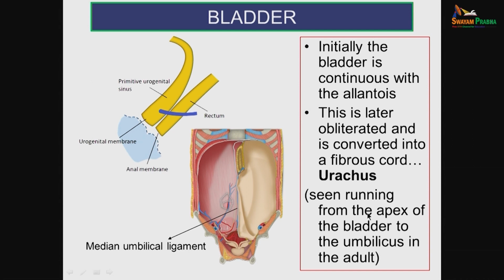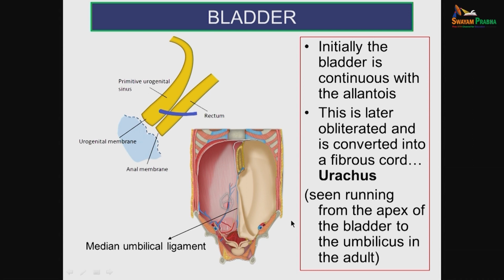Having said this, we have already mentioned that the bladder is continuous with the allantois. So, this gets obliterated and is converted into a fibrous cord which is called the urachus. In adults, it is seen running from the apex of the bladder to the umbilicus. This is called the median umbilical ligament in adults.